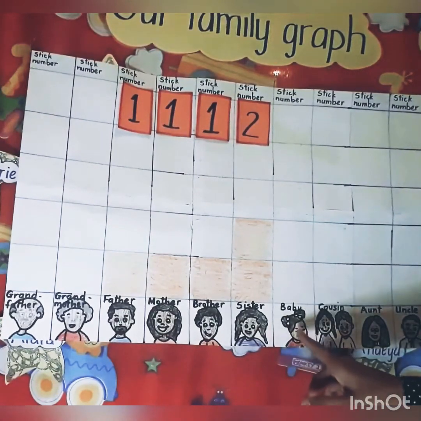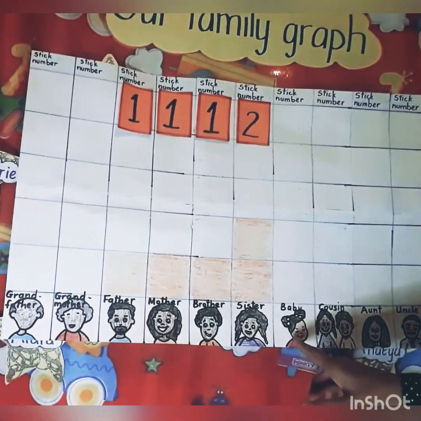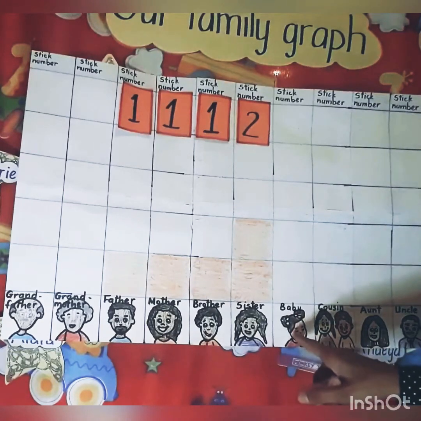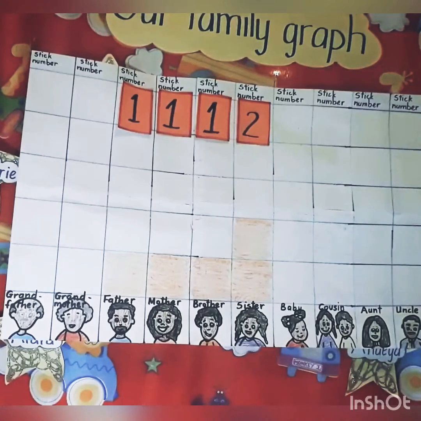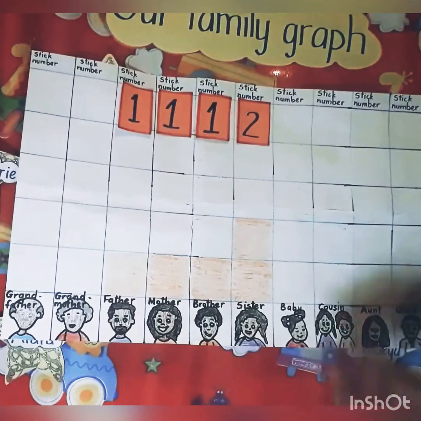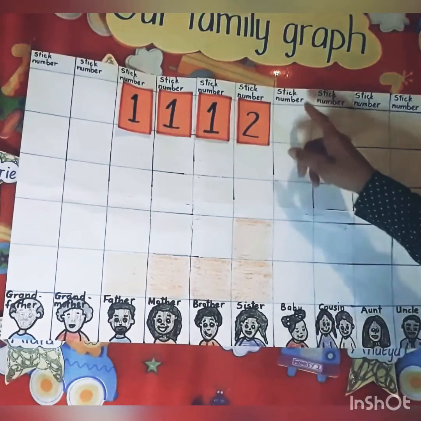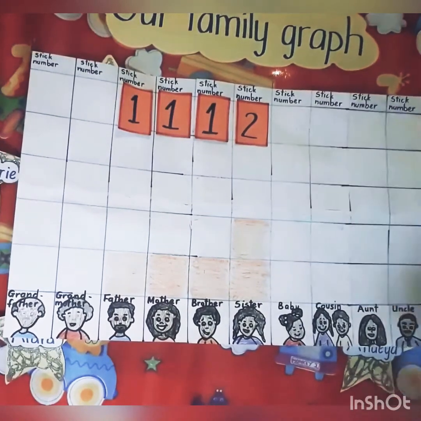Alright. Let's look at the other picture. What is this picture here? Who is the person in this picture? Baby. So count the squares above baby. So if you have a baby sister, if you have a baby brother, you're going to count the squares that you colored, and then you're going to match the number on top.